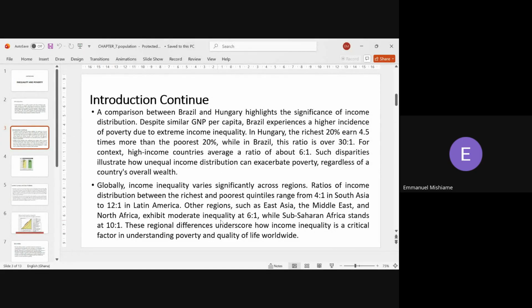So we are far over the global average. Okay, sub-Saharan Africa, what, 10 is to 1. Now, these regional differences underscore how income inequality is a critical factor in understanding poverty and quality of life worldwide. So the implication of income inequality is very important that we get to know this. And I hope you have a pen and a paper somewhere with you, jotting some one or two points down.